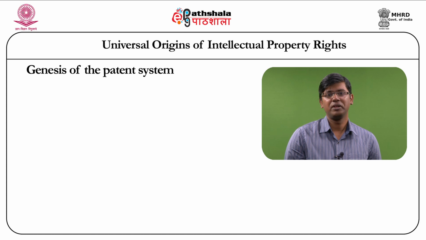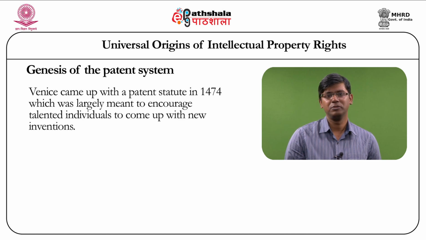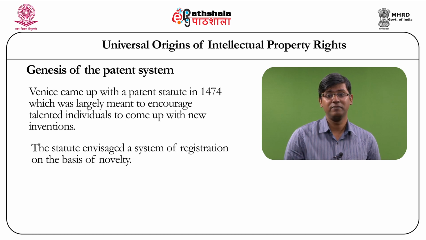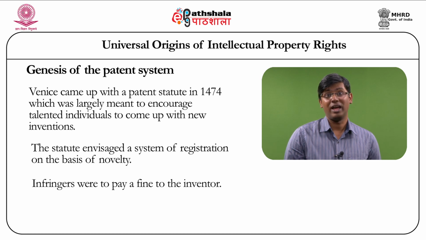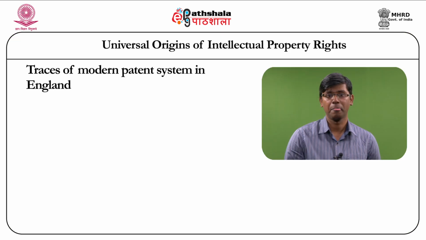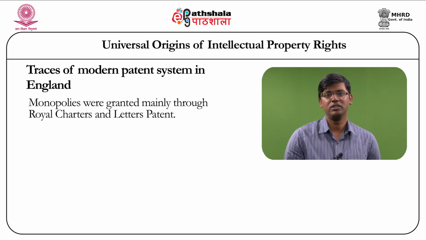Right? Subsequently, Venice came up with a patent statute in 1474, which was largely meant to encourage talented individuals to come up with new inventions. The statute basically envisaged a system of registration on the basis of novelty. Infringers were actually made to pay a fine to the inventor. The other kind of development that happened alongside developments in Italy was basically the developments in England. Now, in England, there was a practice of granting royal charters and letters patent.